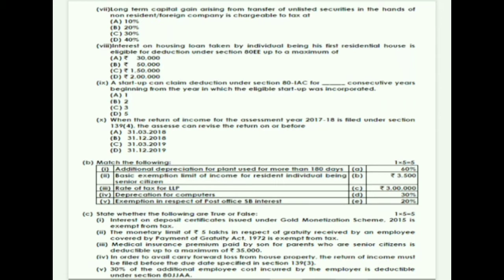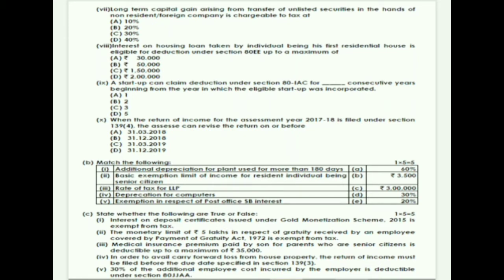Okay, so the first option, additional depreciation of plant used for more than 180 days. So guys, that answer will be 20%. I'll explain to you. To encourage investment in plant and machinery by the manufacturing and power sector, additional depreciation of 20% of the cost of new plant or machinery acquired and installed is allowed under the existing provision of section 32(1)(a) of the Act, over and above the general depreciation allowance.